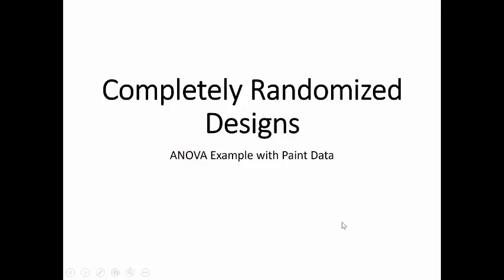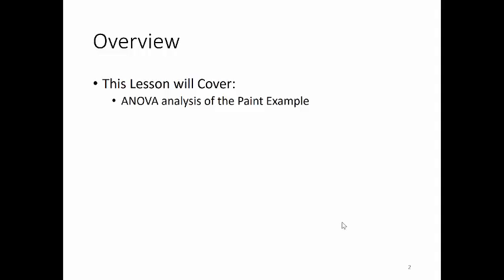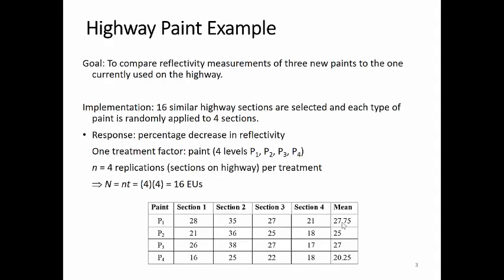In this lesson, we'll go over an ANOVA example that relates to completely randomized designs. So we're going to go back to the highway paint example, and if you remember this example, our goal was to compare the reflectivity measurements of the 3 new paints to one that was currently being used on the highway.